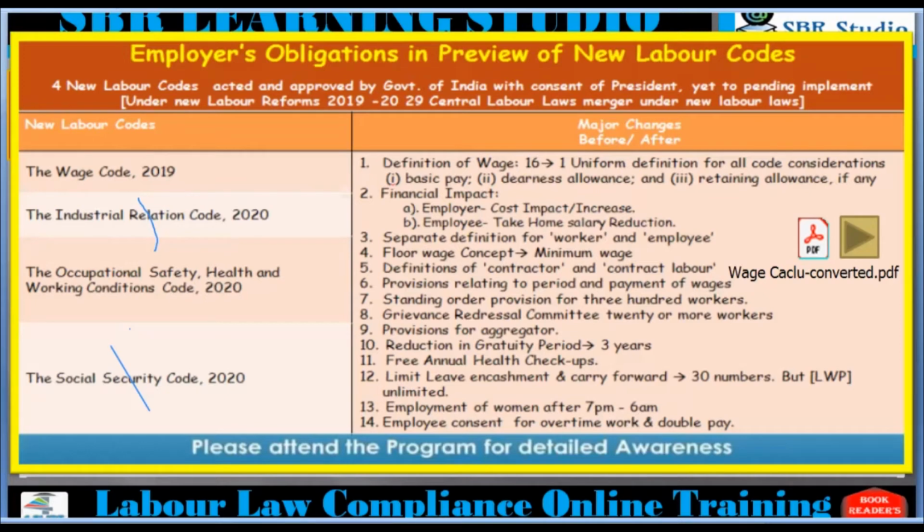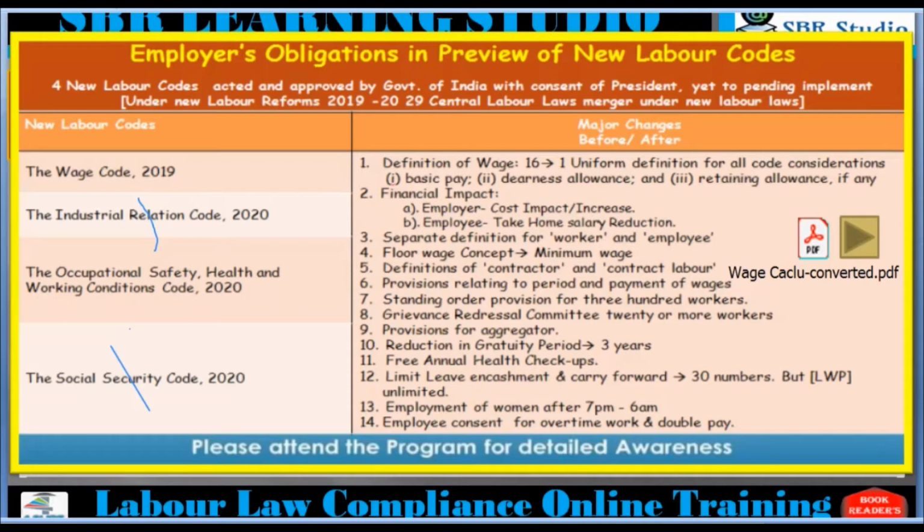Then there are provisions separately defined for the definitions of worker and employee. So the class has been divided. With the existing labor laws, the class was given to the worker only, but now the class of employee has been added and the concept has been inserted with the four new codes. Then the concept of floor wages has been adopted and introduced in the Code on Wages 2019, and based on that, the minimum wage will be defined by the state. Then the definition of contractor and contractual labor has been clarified in these four new codes.